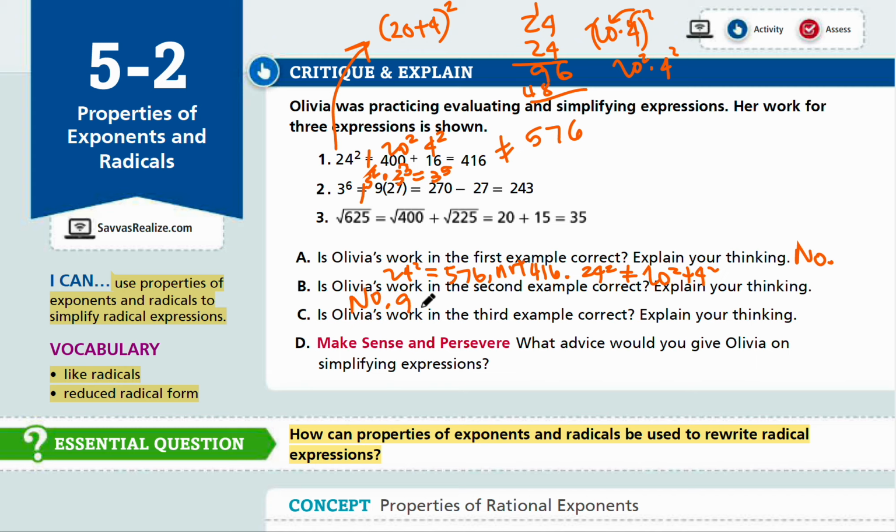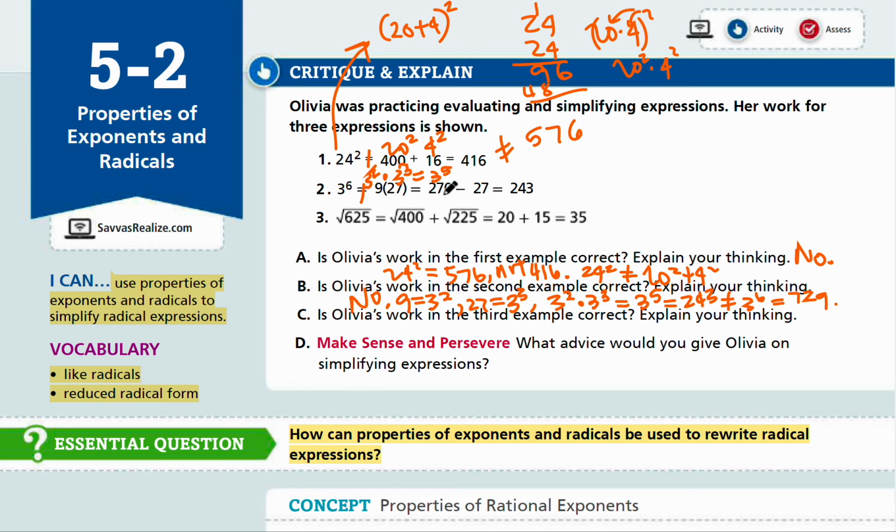9 could be written as 3 squared. 27 could be written as 3 cubed. So 3 squared times 3 cubed is equal to 3 to the 5th power, which is 243. And that's not equal to 3 to the 6th, which is 729. What about the third one? What's wrong with the third one?